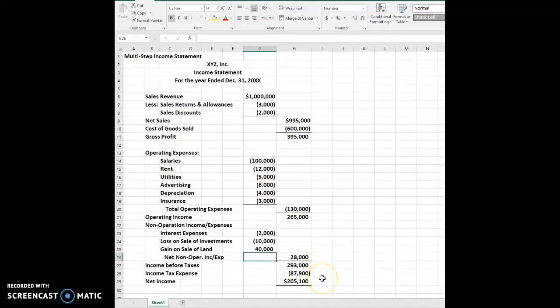So I'm sure this is a little bit more expanded view of what you've seen before. If it's just a service industry, you would have probably just service revenue, deduct the expenses, and then have net income. But this is the expanded format called a multi-step income statement. So I hope you understood the video, and good luck with your studies.